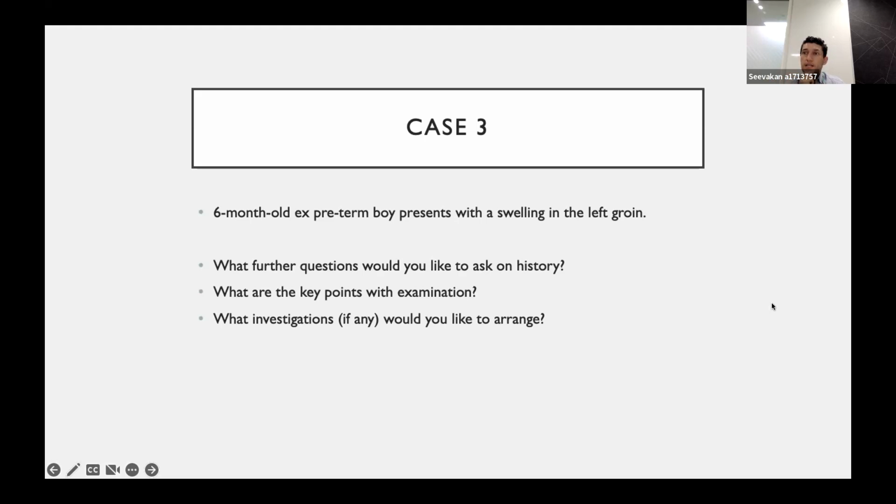Yeah, so that's it. Any other points on examination that anyone wants to yarn about? Probably checking for cremasteric reflex as well. Yeah, 100%, especially in those instances where it's an inguinal scrotal hernia, so the swelling is not just in the groin, but it's in the scrotum as well.